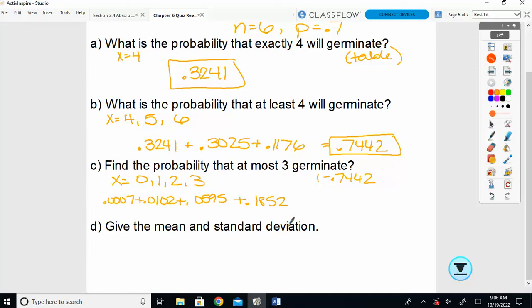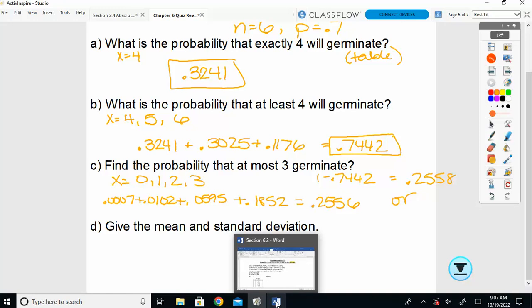So if you did the complement, you get 0.2558. If you do it by adding, you get 0.2556. And again, they're both correct. It's just rounding errors, so just show me your work. So pick one of those methods and go with it.